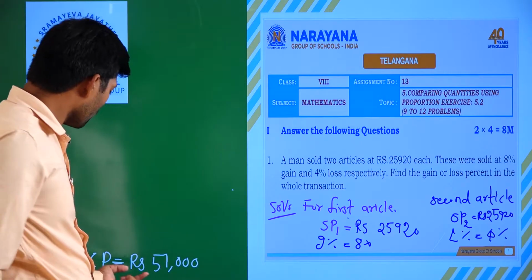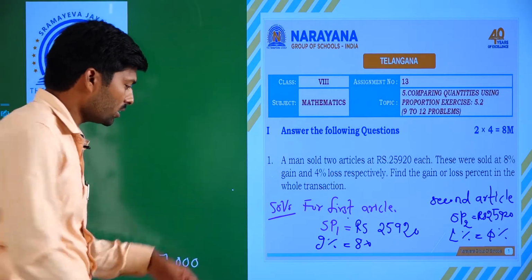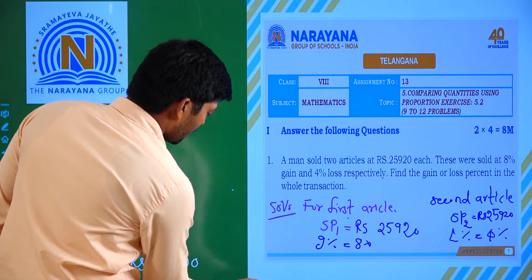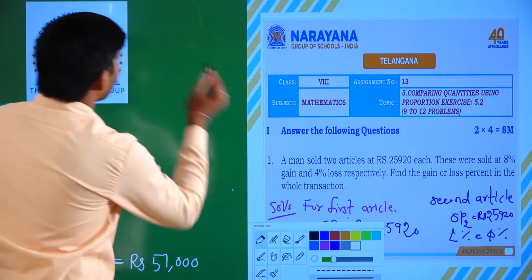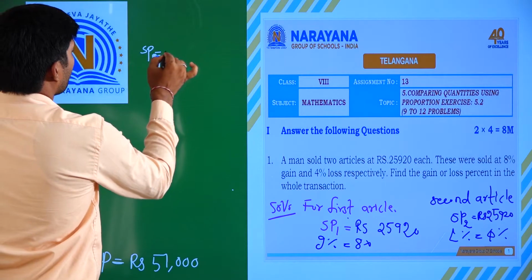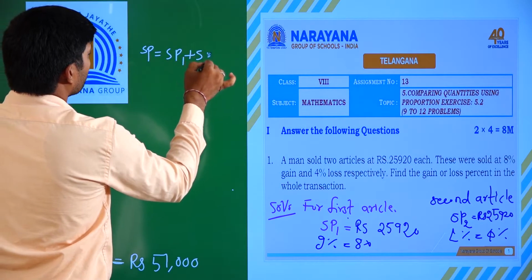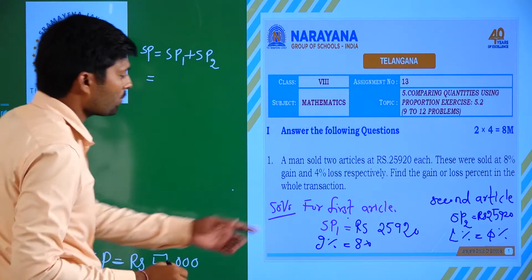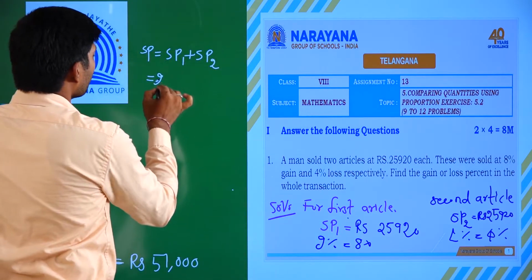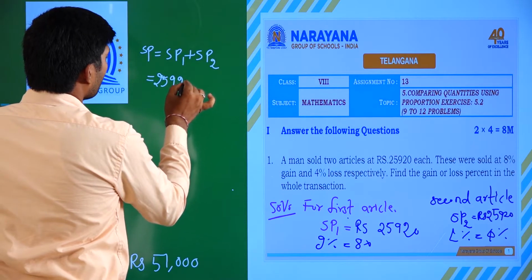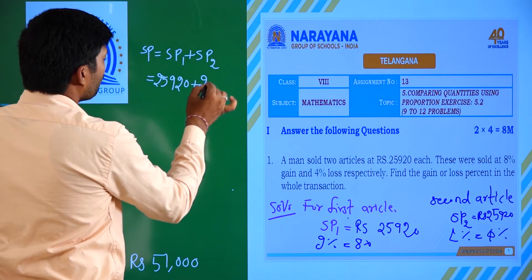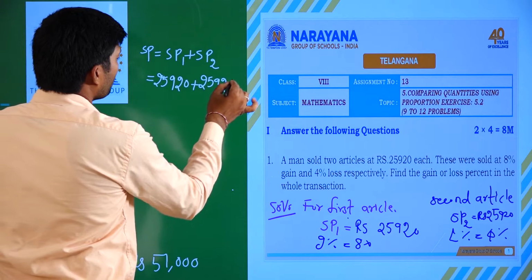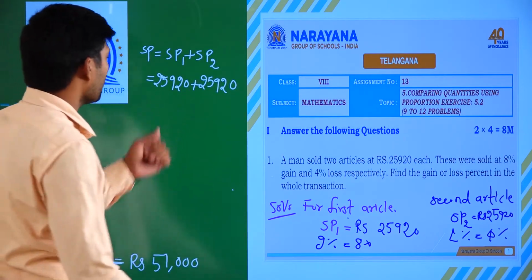Yes. Now we know CP is equal to 51,000. Let's go for the total selling price. That is SP is equal to SP1 plus SP2. So SP1, how much is it? It is given as 25,920, and SP2 also 25,920. So what is the addition of these?